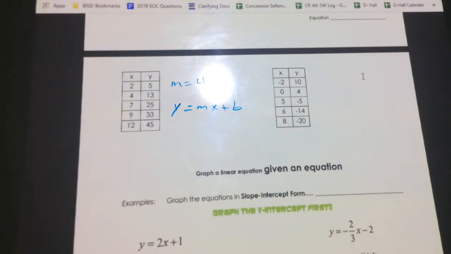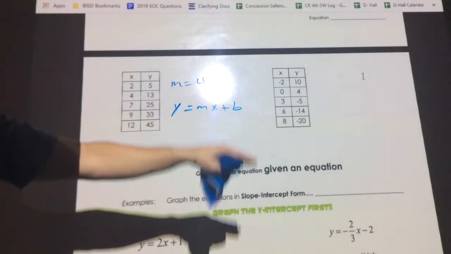I have enough to fill in this problem. What does my m equal? 4. You already found that. Everybody but Ben knows how to do that. Ben, I'm just kidding. I know you know how to do it now.